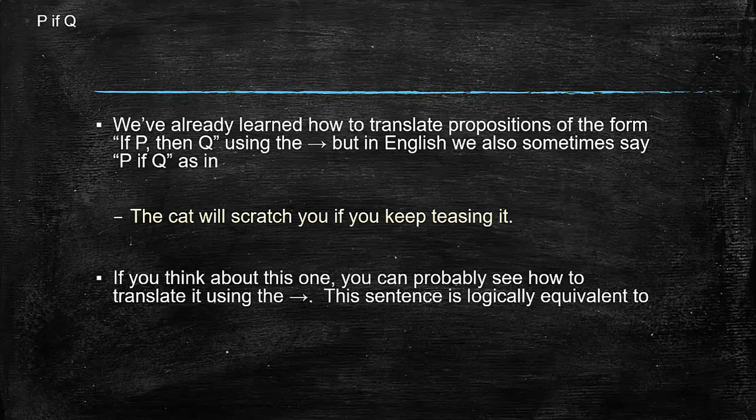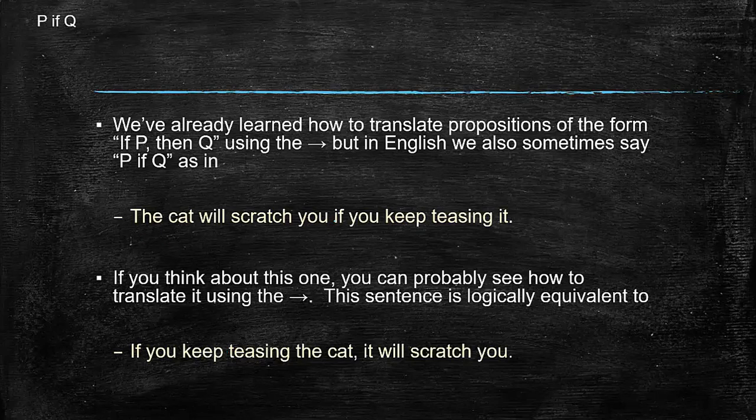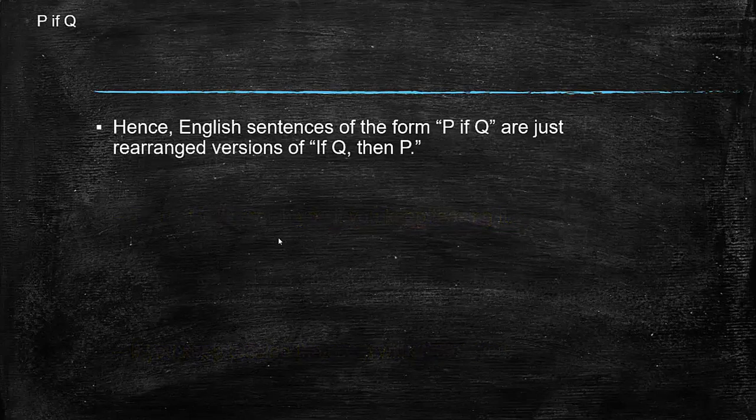This sentence is logically equivalent to, if you keep teasing the cat, it will scratch you. So it's not hard to see that all we're really doing is making sure the if sticks with this clause and moving it to the front of the proposition. The cat will scratch you if you keep teasing it. Or, if you keep teasing it, it will scratch you. Hence, English sentences of the form P if Q are really just rearranged versions of if Q, then P.